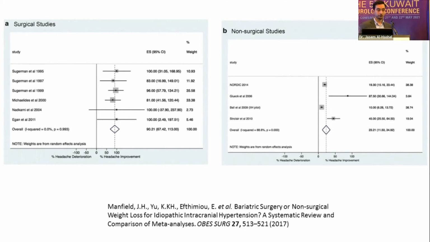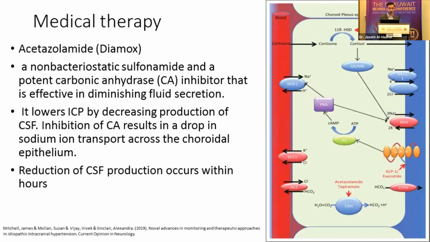Also, papilloedema improved in around 100% of patients who underwent surgery. But this is a small sample size, and still there is no recommendation regarding going for bariatric surgery or weight loss. The important thing is to lose weight, and if the patient is failing to lose weight, to consider offering bariatric surgery. So we'll talk about the medical therapy.